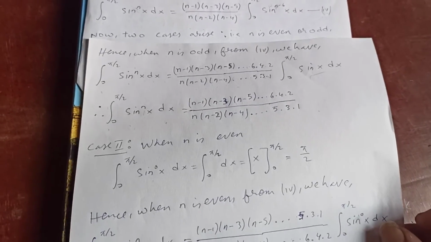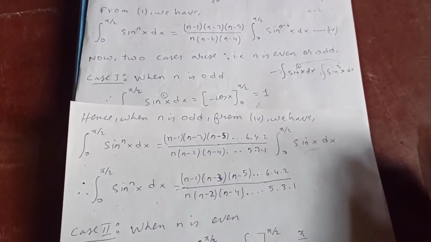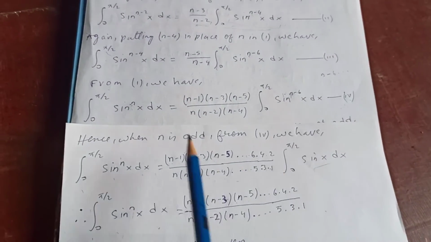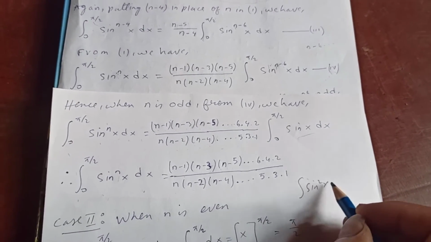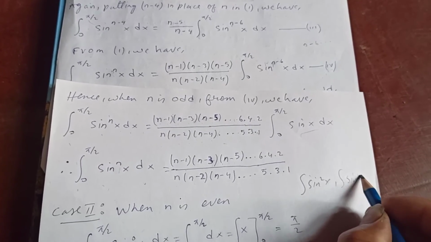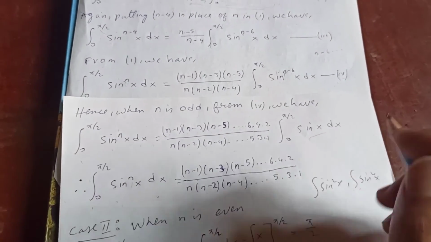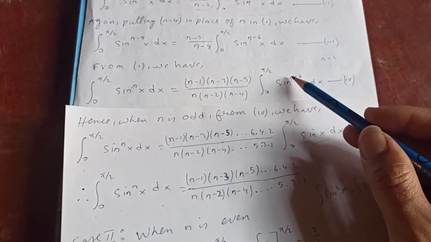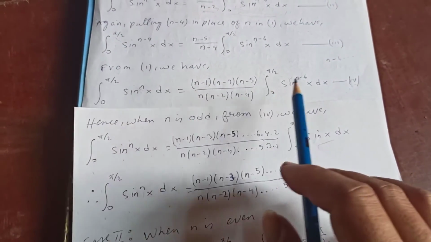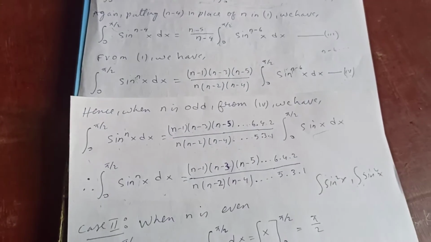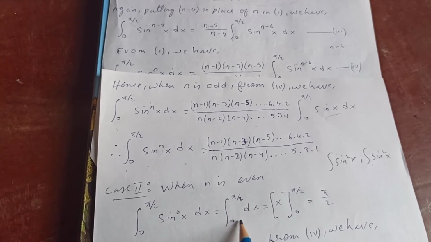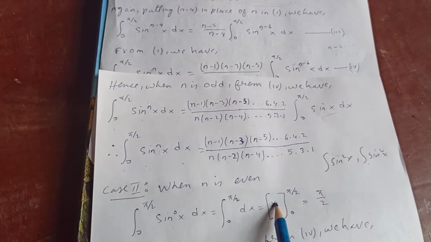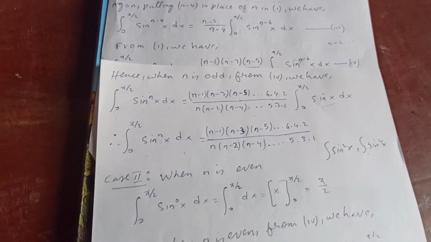Now when n is even, what will happen? If you look at equation 4, when n is even, something like when n is sine square or sine 4, right? When n is even, so this will be what? Here, if you put in place of n, 6, so 6 minus 6 is 0. So the last term will be just sine to the power 0, because 0 is even. So which is integral from 0 to pi by 2 dx, which is x from 0 to pi by 2, which is pi by 2.